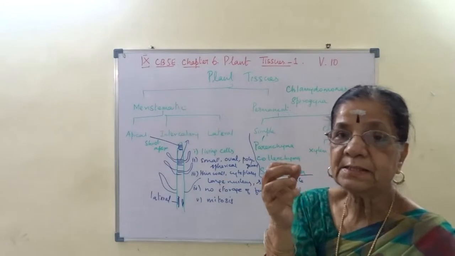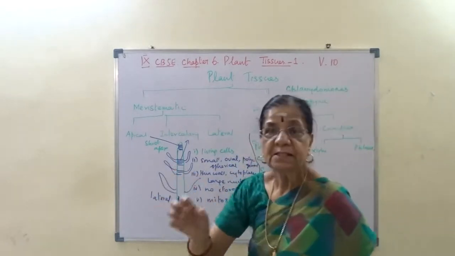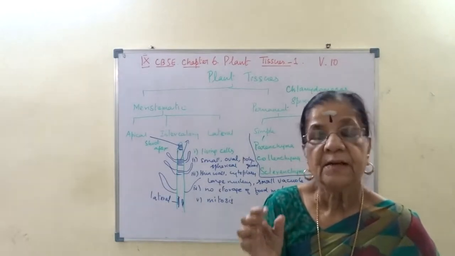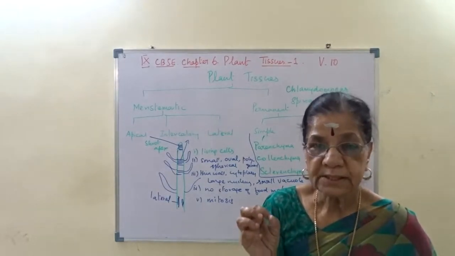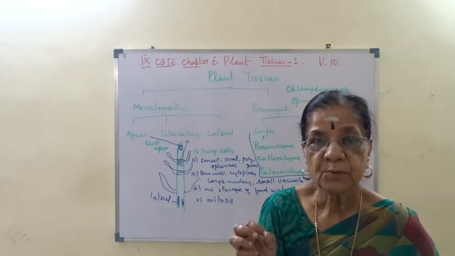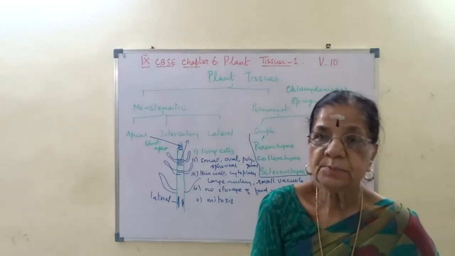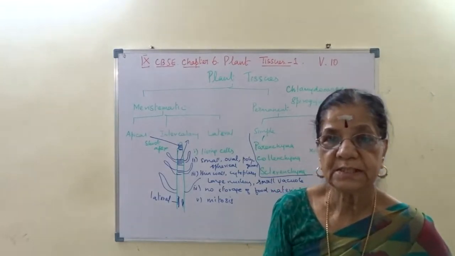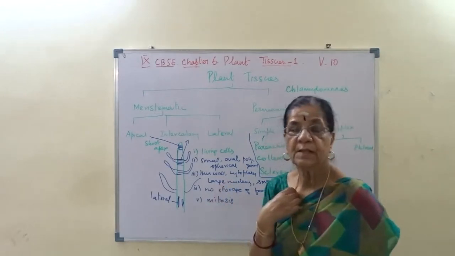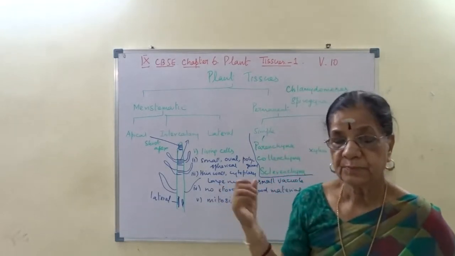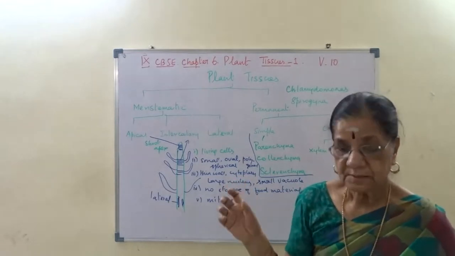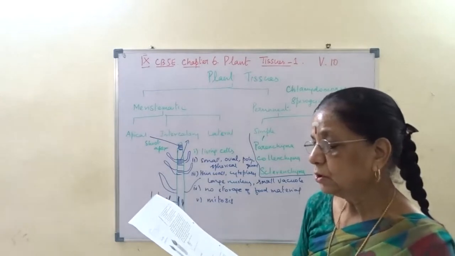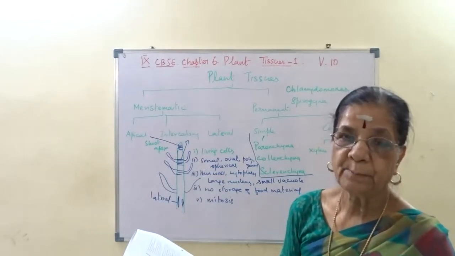In the section, the root tip region will be seen with many mitotic divisions. I hope you follow. So the root tip region will be seen very clearly. That is the experiment activity on meristematic tissue, which shows growth of root in an onion bulb.